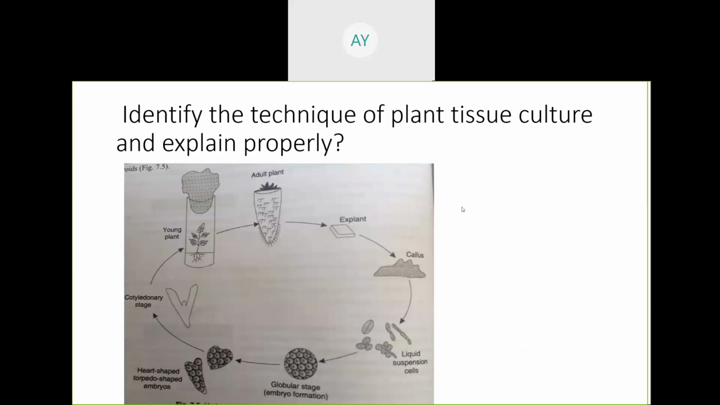So we are going to regenerate the whole plant part from the explant.